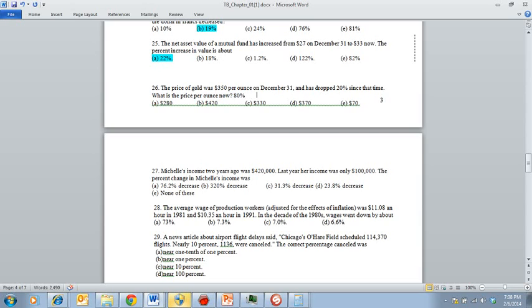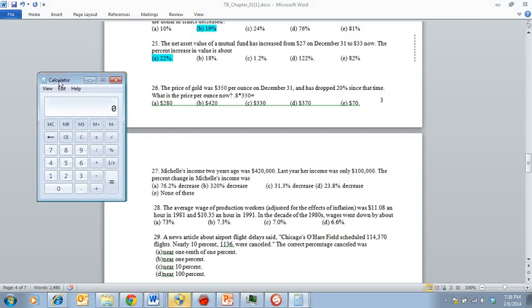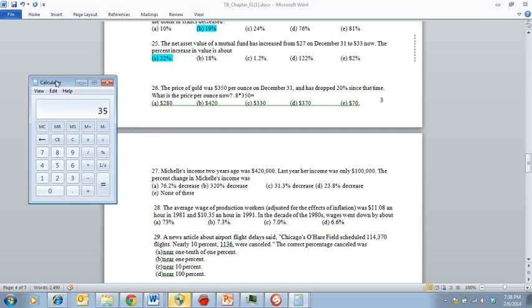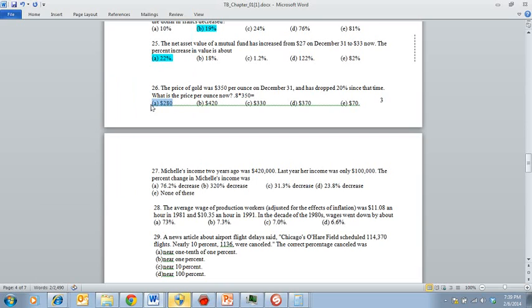So I'm going to take 80%, turn it into a decimal, which is just 0.8, and I want to multiply that by 350, and that should give me my answer. So, pull up my calculator. I have 350 times 0.8 is 280. So what it is worth now is A, $280.